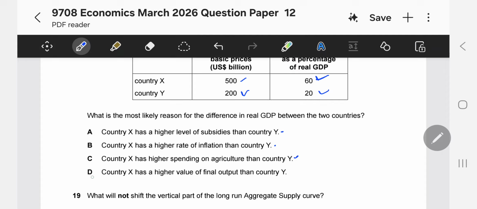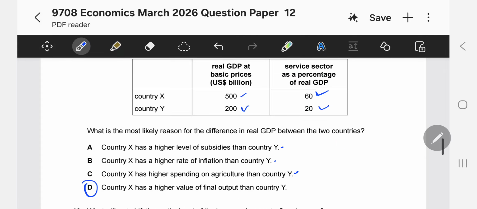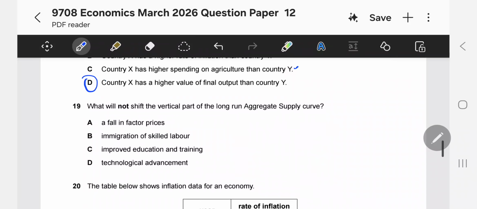Of course, this one could be the correct answer, because the people working in the service sector and economists that are specializing in the service sector, the service sector pays much better than the primary sector. So if 60% of the people are working in the service sector, then probably that's why this country has a larger GDP. I don't know why we have basic prices here, maybe just to confuse us, but I'll try to find the meaning later.